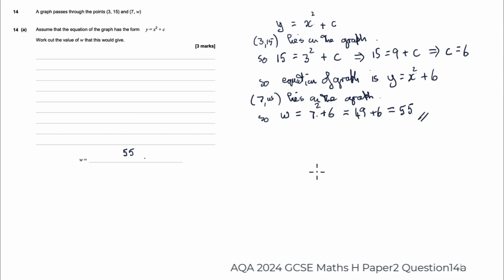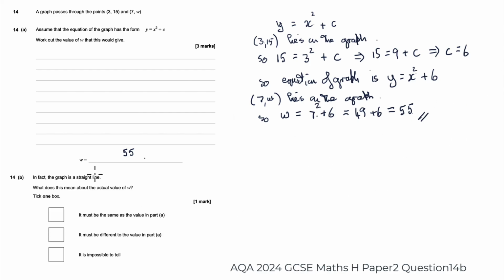So let's have a look at part B now. And we're told that in fact the graph is a straight line. That's the graph that passes through (3, 15) is a straight line. And what does this mean about the actual value of w? Can we still go through some process and find out what w is? So let's look at another animation.